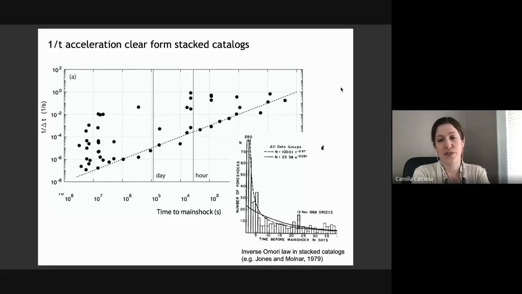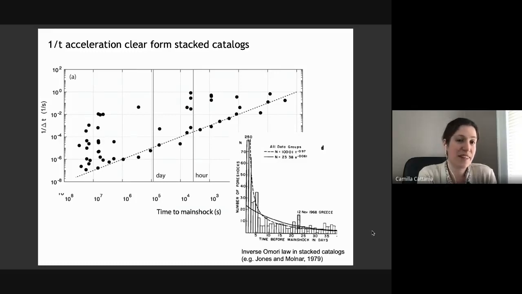What's known as the inverse Omori law, which is this 1/T acceleration of foreshocks leading up to the main shock, has been seen in stacked catalogs. This is an example from Jones and Molnar. And also consistent with the results I showed you, it is really hard to see it if you look at individual sequences, because individual sequences tend to be much more burst-like in character, and you have aftershock sequences within each foreshock sequence, so it is not so clear in that case.